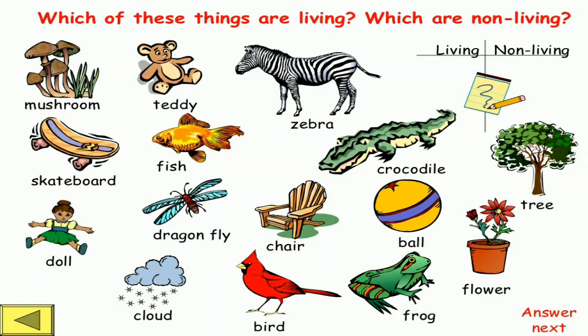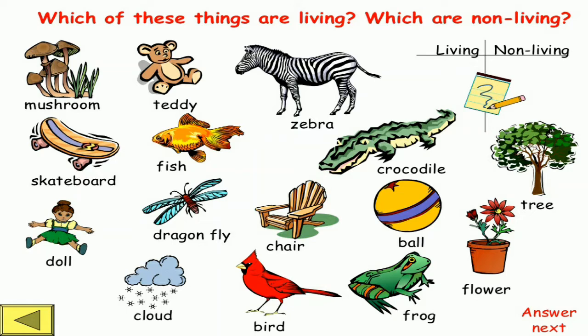Which of these things are living and which are non-living? Here we can see various photographs of living and non-living things. Living things: here we can see a fish, dragonfly, bird, zebra, crocodile, frog, flower, tree, mushroom. These are the living things because they grow and breathe.